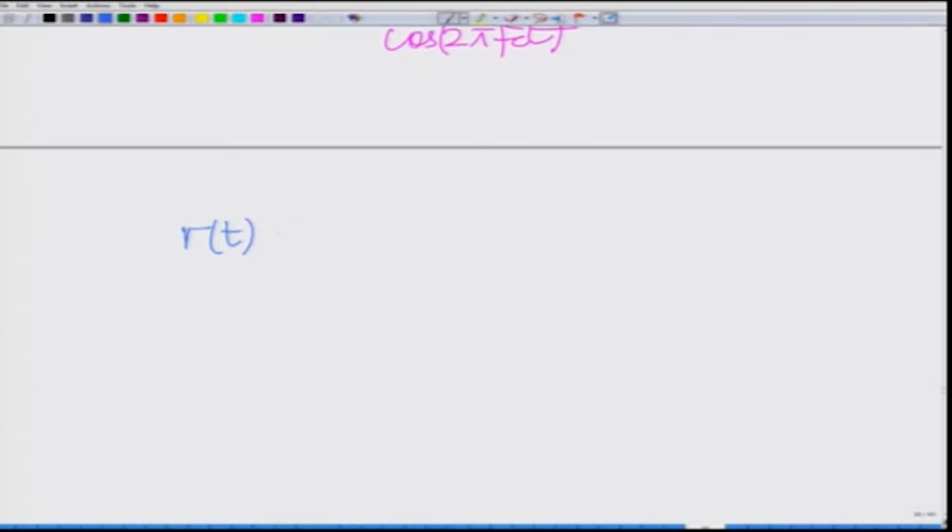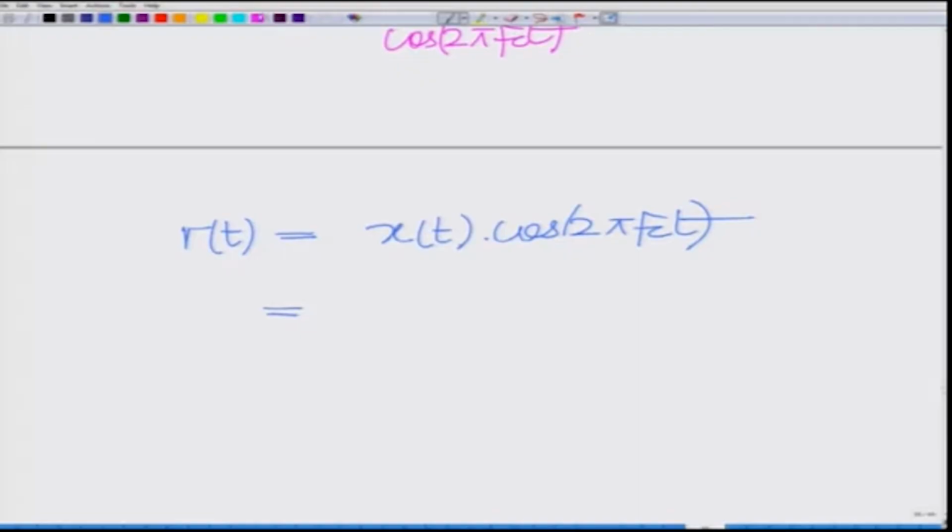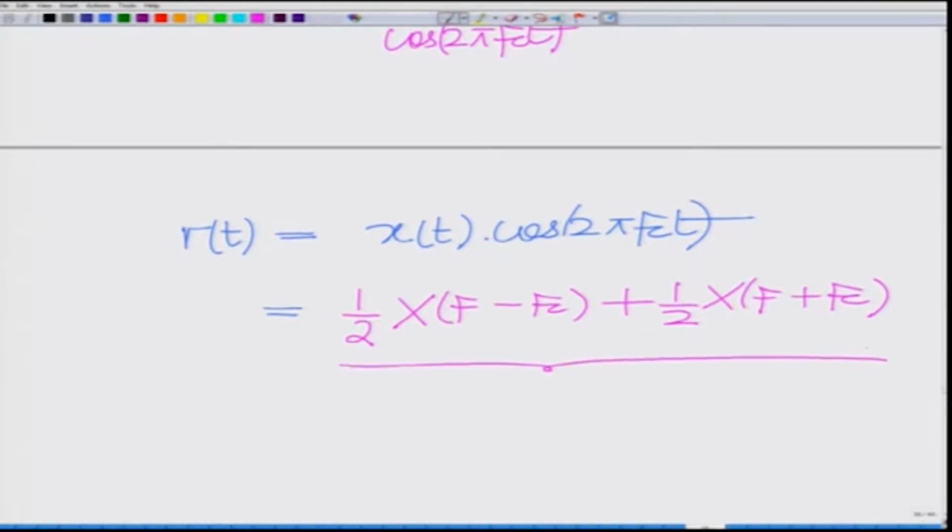So, r(t) is basically x(t) times cosine 2 pi Fc t, that is, demodulated x(t) times cosine 2 pi Fc t. Therefore, its spectrum is naturally half X(f minus Fc) plus half X(f plus Fc). Now, in this, what we are going to do is substitute for X(f).